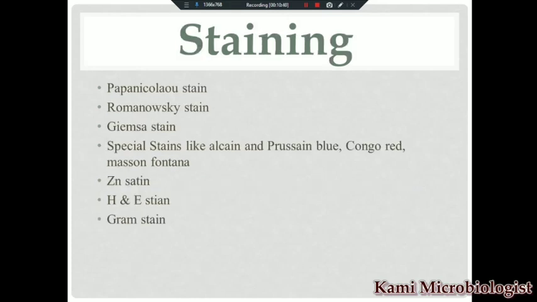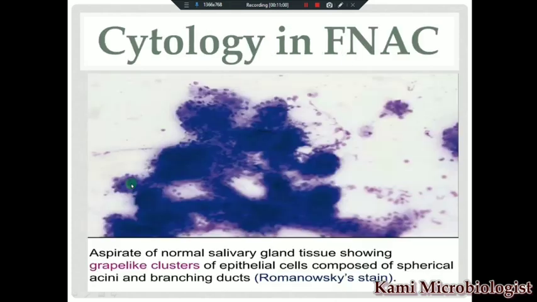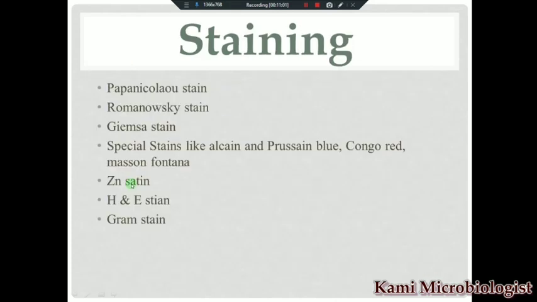Let's see the staining techniques that we can use in fine needle aspiration biopsy. In this case, we can use Papanicolaou stain, Romanowsky stain, Giemsa stain, and special stains. In special stains, we use Alcian blue, Prussian blue, Congo red, Masson's trichrome, and then we use ZN stain. We also use H&E stain and Gram stain. So all these are the stains that we can use.